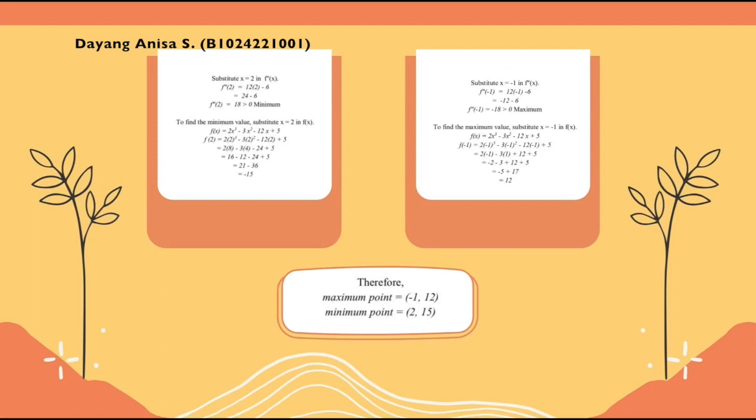f(x) equals 2x^3 minus 3x^2 minus 12x plus 5. f(minus 1) equals 2 multiplied by minus 1 to the power of 3 minus 3 multiplied by minus 1 to the power of 2 minus 12 multiplied by minus 1 plus 5. So the result is 12. Therefore, the maximum point is minus 1, 12 and the minimum point is 2, minus 15.